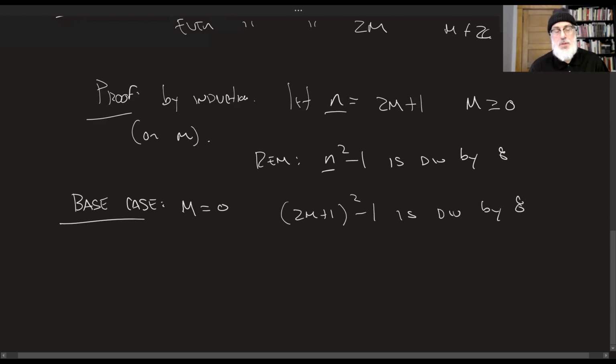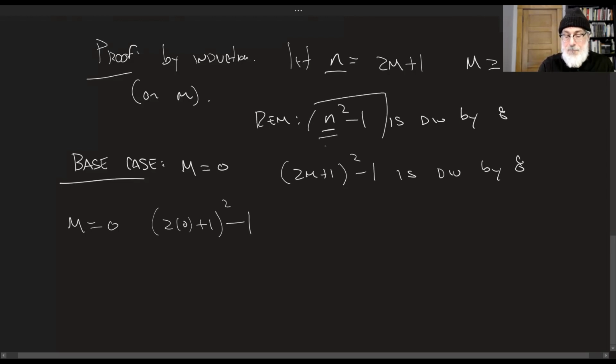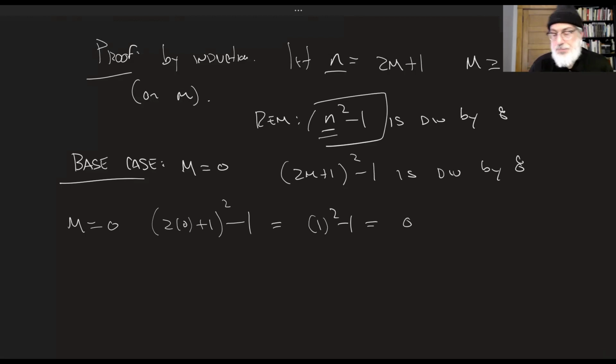So we've changed the problem a little bit, and this is what we want to show. For the base case, we're going to do m as 0. So we plug 0 into our 2m plus 1 squared minus 1. Again, that comes from this, which is 2 times 0, 0. 1 squared minus 1 is 0. And 0 is divisible by everything.